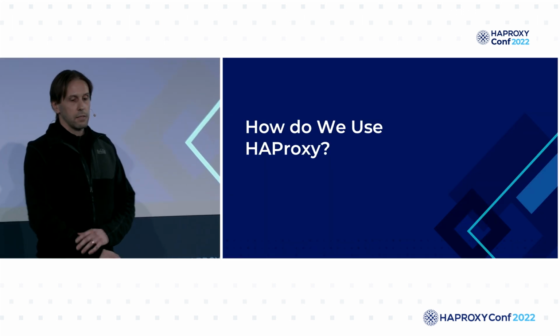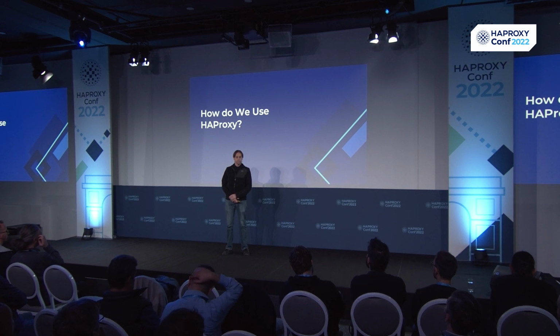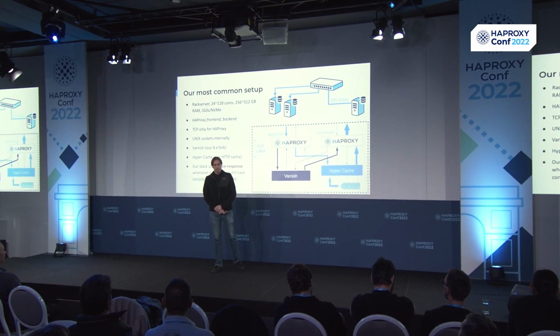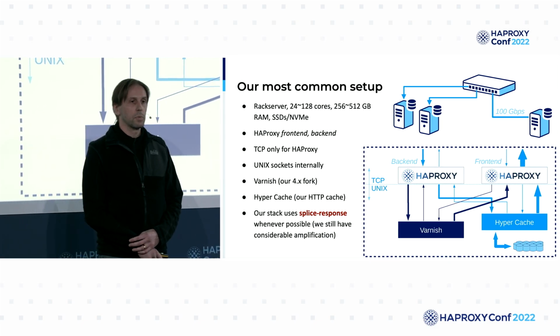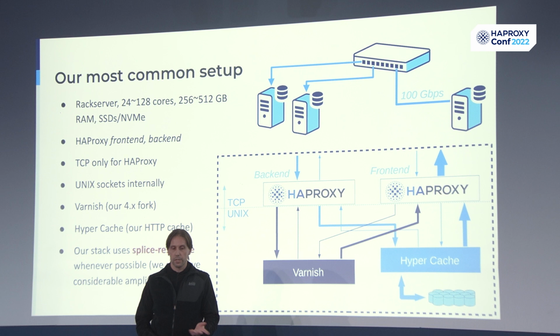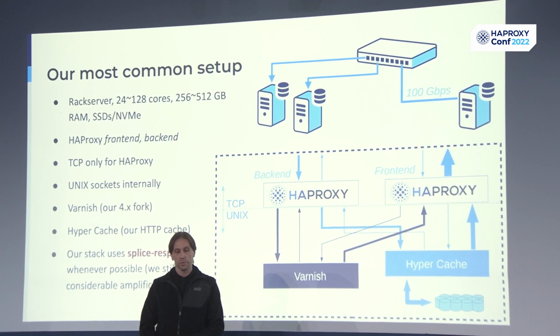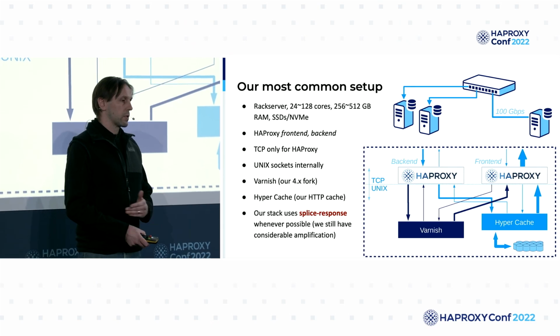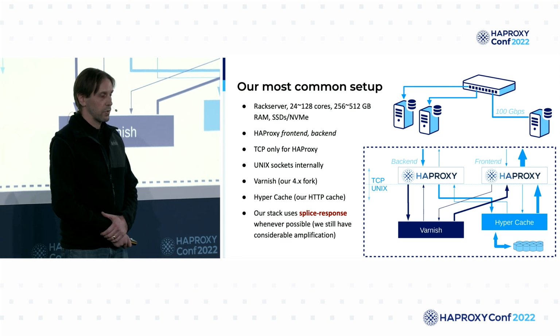So how exactly do we use HAProxy in our setup? This is an overview of our most common setup across our servers. Our servers are different because with each new generation of hardware we have a more powerful server, but the old fleet continues. So we will have a wide range of different CPU types, models, core counts, more or less RAM, as well as more or less storage, and faster as well.